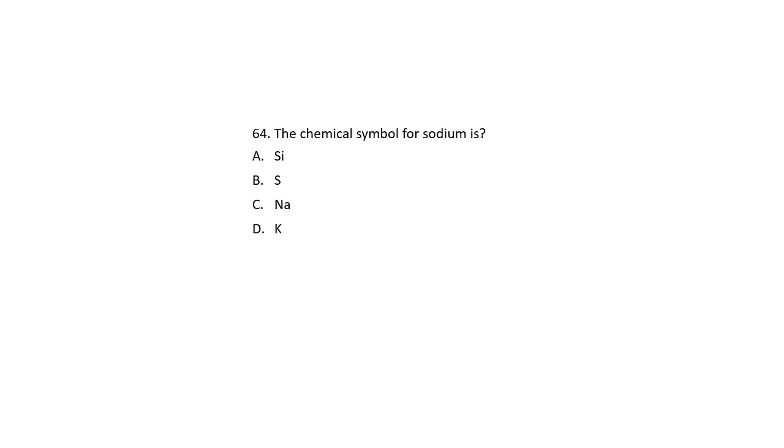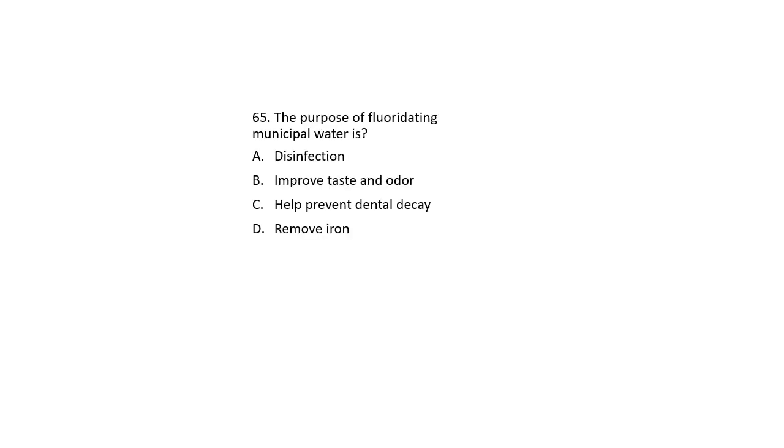Chemical symbol for sodium is Si, S, Na, or K. Answer is going to be C, Na. Si is for silicon, S is sulfur, and K is potassium. Purpose of fluoridating municipal water is disinfection, improve taste and odor, help prevent dental decay, or remove iron. You fluoridate the water to help prevent dental decay.